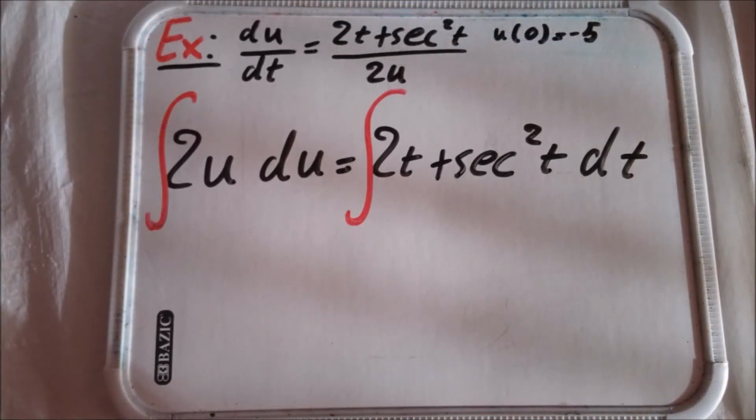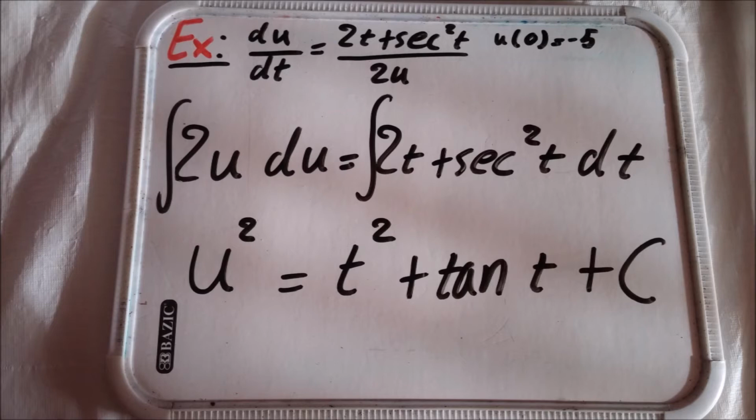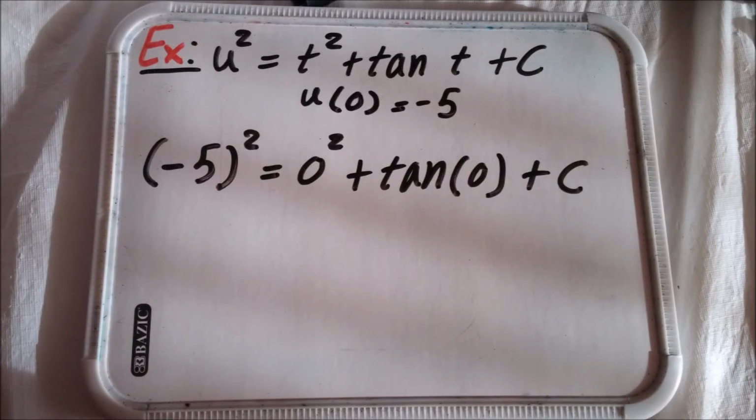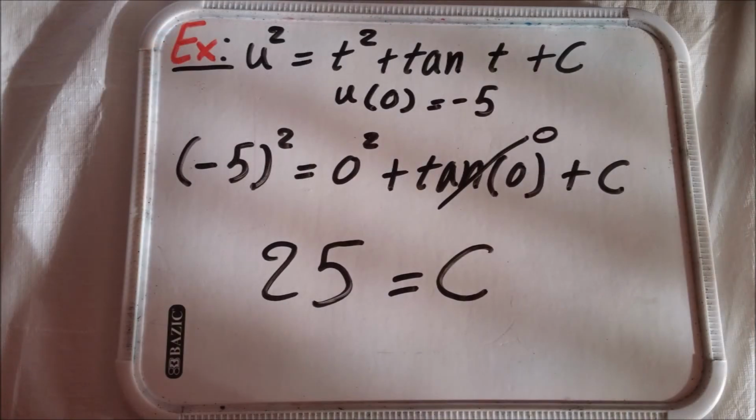Now it's time to perform the integration on both sides, and with this problem we are quite lucky because it's just a straight out integration. 2u du becomes u², 2t turns into t², and sec²t becomes tan t, and of course the plus c. We would usually start solving for u right now. However, in this case, we still have to find what c is using our given conditions. By replacing the u with negative 5 and the t with 0, we easily solve for c, which becomes 25.